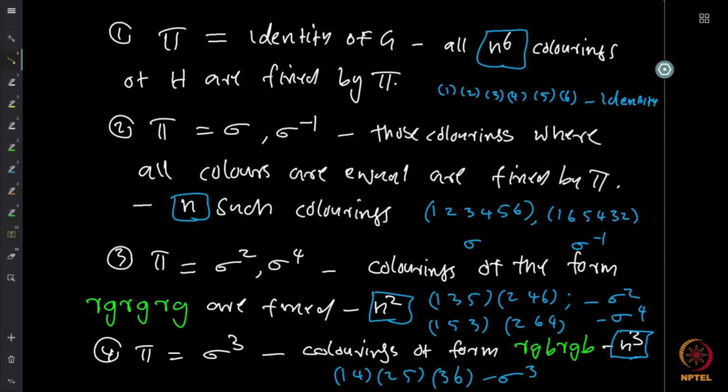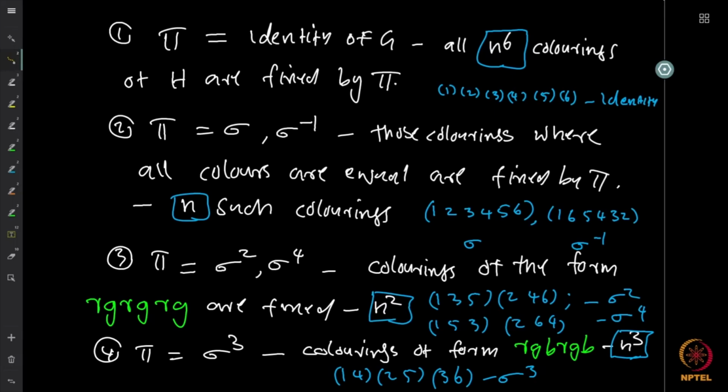Now, if pi is sigma cube, then sigma cube is precisely 1, 4, 2, 5, and 3, 6. Therefore, the colorings of the form where the first three are fixed, then once you fix the first three, the remaining three are the same, right? So therefore, I have three choices, n into n into n, n cube colorings. And these n cube colorings will be fixed by the permutation sigma cube. So this covers all possible elements, all the 6 elements in the group.